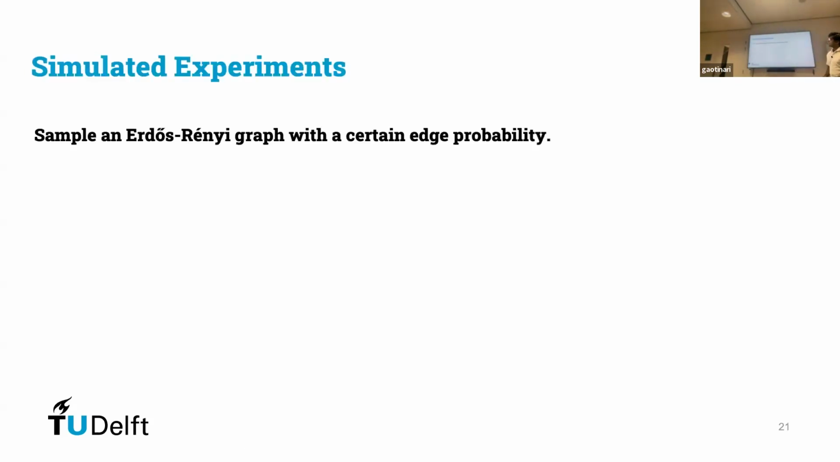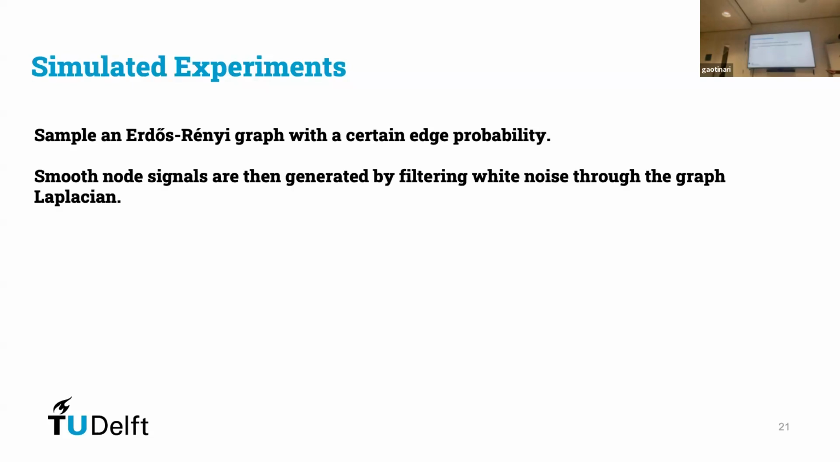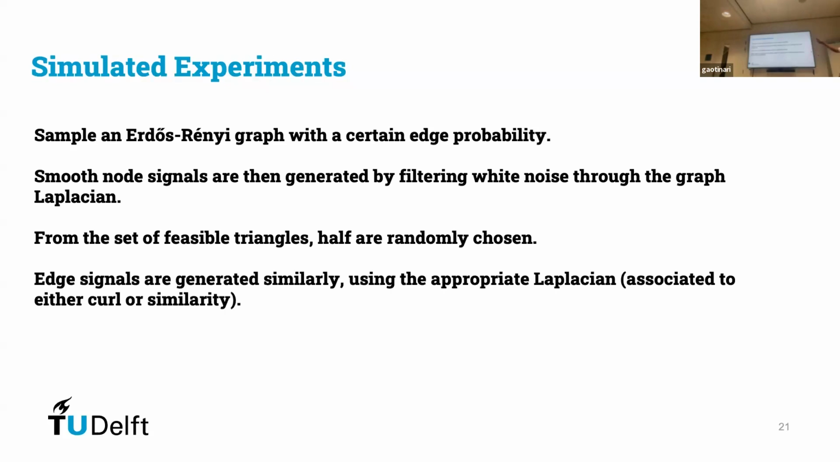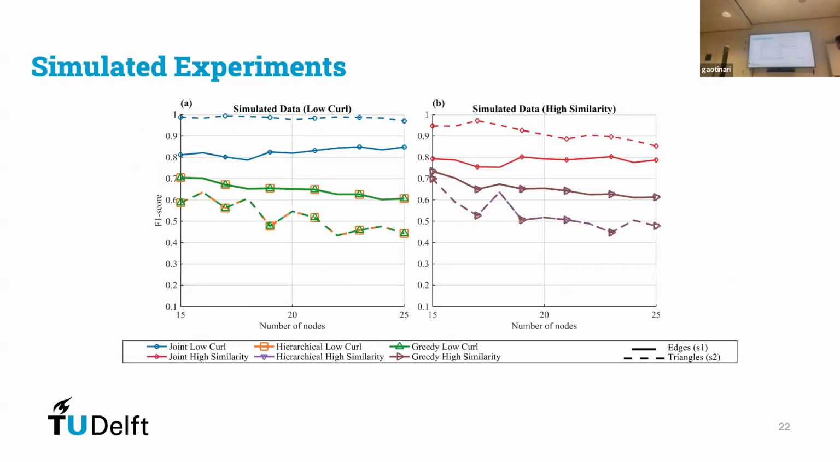So in simulations, I will go through quickly. I have a Nets-Rayleigh graph. I simulate by filtering white noise through the graph Laplacian of the ground truth. I have a set of feasible triangles that now emerge. I select half of them, and then on those as well, I repeat the same graph Laplacian. Now a different Laplacian. There is a Laplacian associated with the new similarity measure that I mentioned as well, which I will not discuss here. But essentially, depending on which smoothness term you want in triangles, you can choose which Laplacian, and then we simulate. We have a simulated setup.